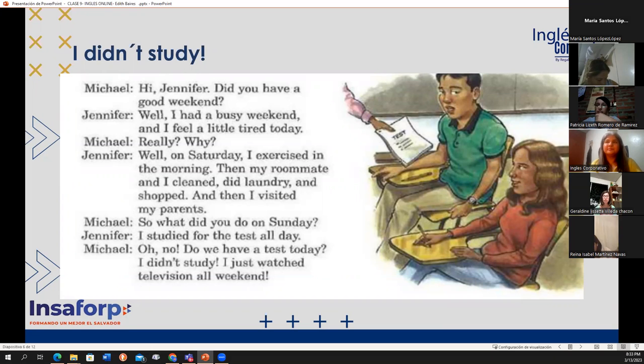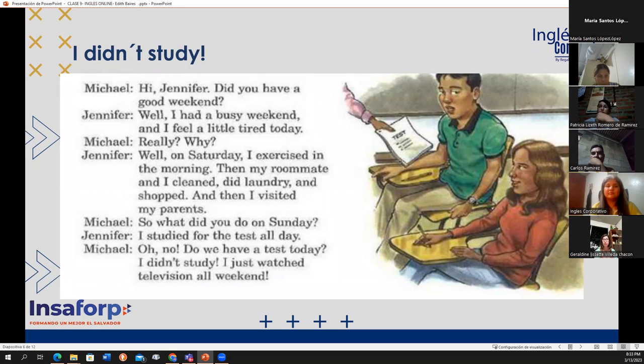Maria Santos. Hi, Jennifer. Did you have a good weekend? Well, I have a busy weekend and I feel a little tired today. Really, why? Well, on Saturday, I exercise in the morning, then my roomie and I clean it, the laundry and shopping, and then I visited my parents. So what did you do on Sunday? I studied for the test all the day. Oh no, do we have a test today? I didn't study. I just watched television all weekend.